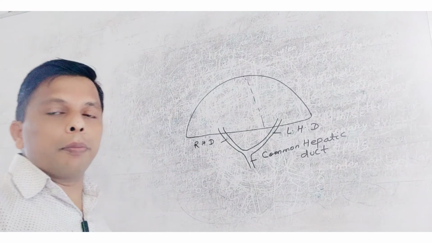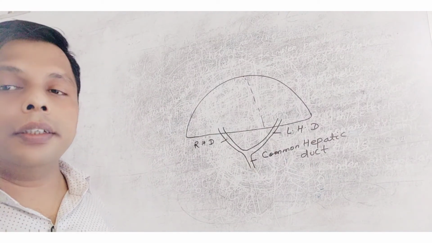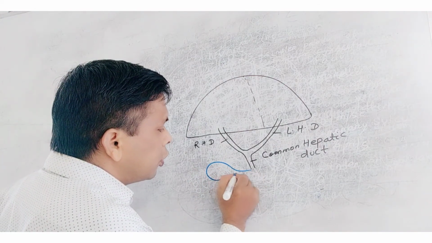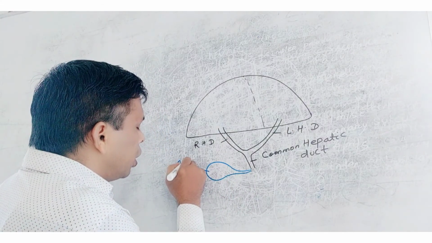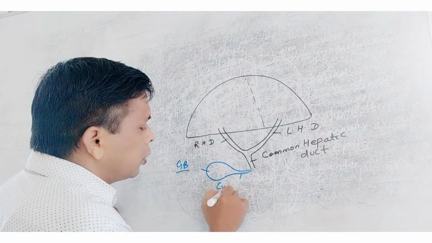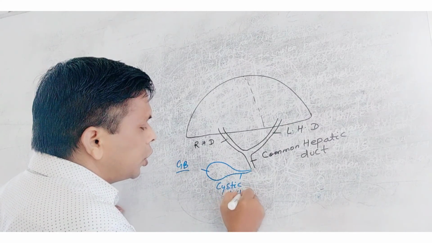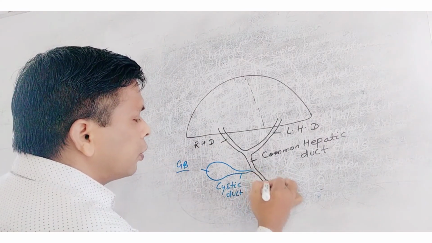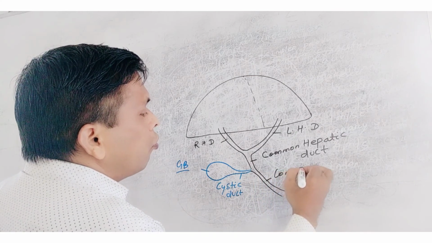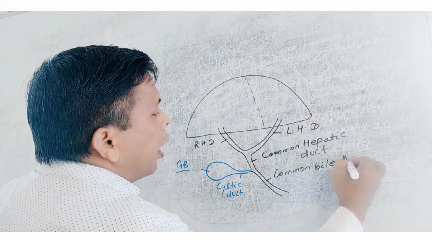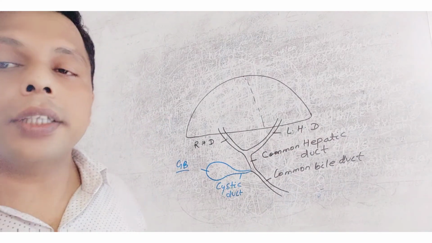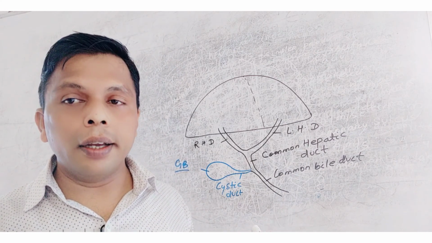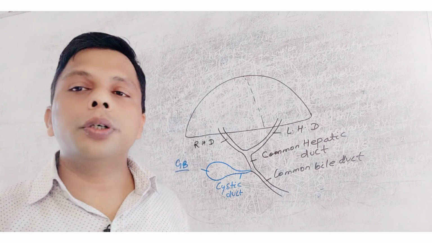Okay, common hepatic duct. At the base of the liver, there is a gallbladder. The gallbladder produces another duct, the cystic duct. Now both unite, cystic duct and common hepatic duct, to produce the common bile duct. It joins with the pancreas to produce the hepatopancreatic duct. Okay. So this is all about the largest gland of the body, that is the liver. So thank you all.